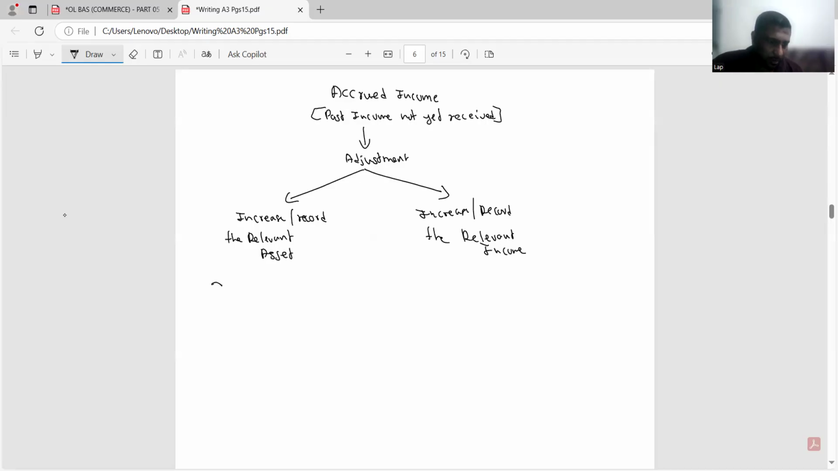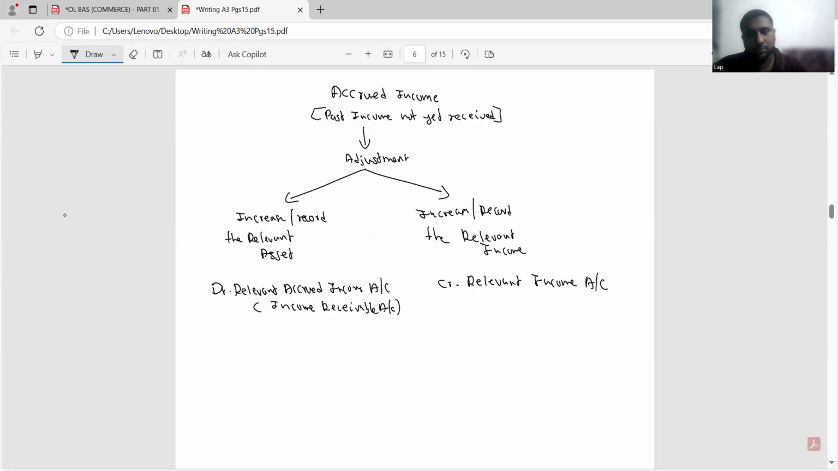So here debit the relevant accrued income account. Accrued income means income receivable. Income receivable account. Credit the relevant income account. Credit the relevant income account.